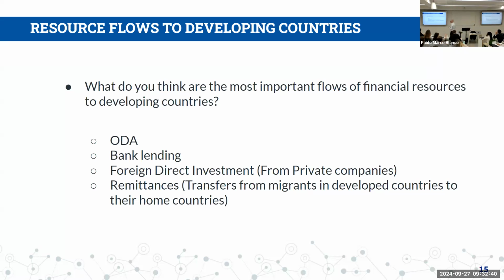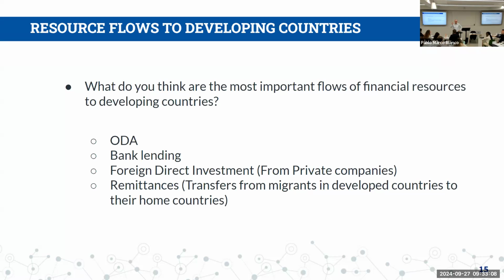Esther here. I want to take the question. I think the biggest one is the remittances. Per surveys and things that people have done, I think remittances from migrants in developed countries to their home countries form the largest form of financial resources.